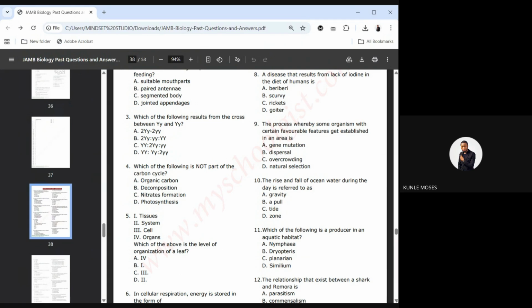I taught you this one, that cell, tissue, organ level. Organ. What do you say? Organ. Which of the above is the level of organization of a leaf? It's organ level.